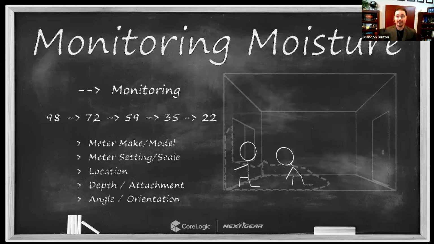The meter setting and scale need to be the same. The location the meter is placed needs to be as precisely the same as possible. The depth, if you're using pins, needs to be the same. The type of attachment you are using. Even the angle and orientation of your meter, believe it or not, especially in your non-invasive meters, even the angle and orientation of that instrument and how it's being held need to be the same.